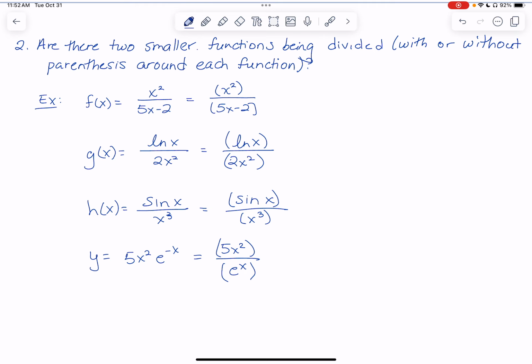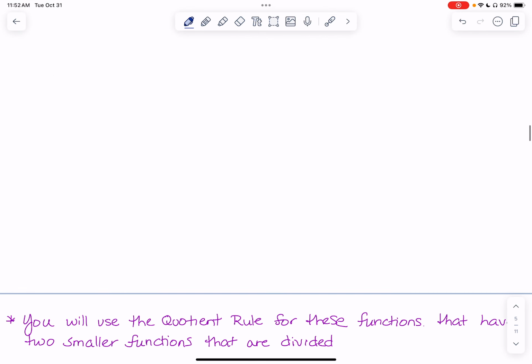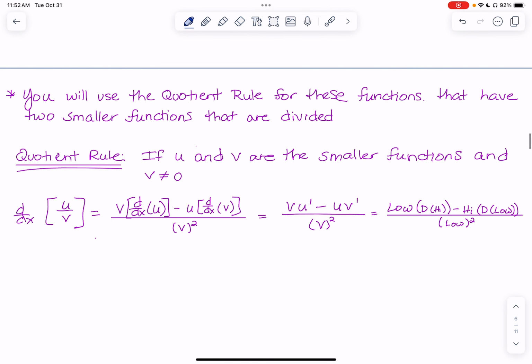So here, since I'm looking at these two functions that are being divided, I'm going to go ahead and use the quotient rule for these. And you remember the quotient rule, we use it when I have these two smaller functions that are being divided. One is divided by the other. So if I say I have a function u and v that are both functions of x for this particular example, and they're smaller functions, they're being divided, and we have to make sure v, our denominator, is not equal to 0.